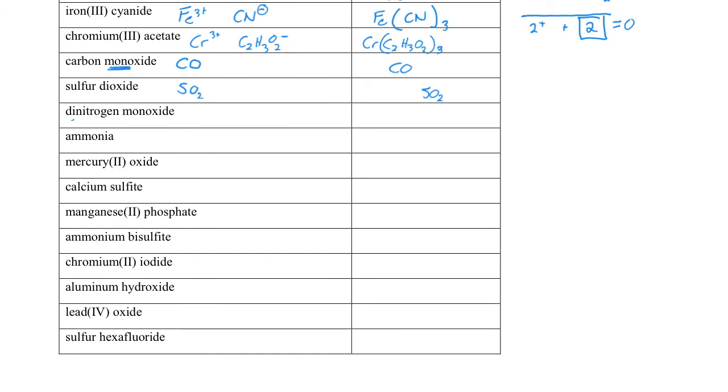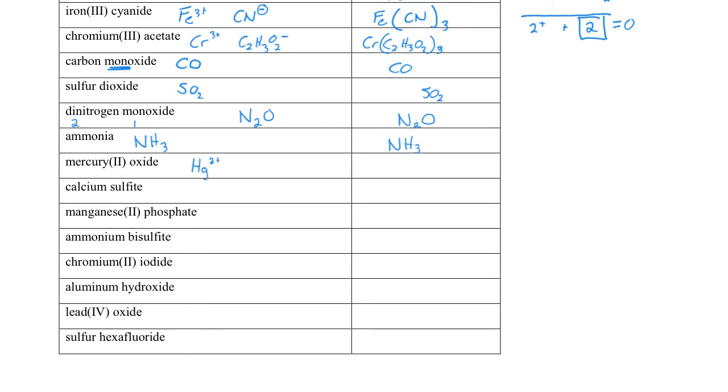Okay, so in our next example, we have another molecular compound with the name dinitrogen monoxide. That tells us we have 2 nitrogen atoms and 1 oxygen atom. So it's N2 and then just 1 O, so N2O. Now we have ammonia again. That is, again, a common name for the formula NH3.